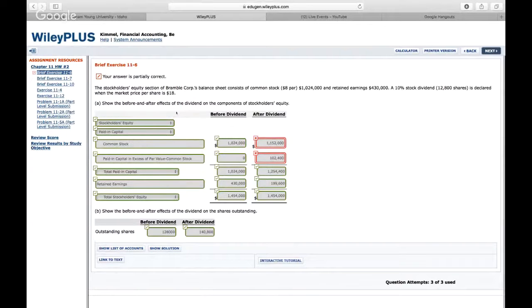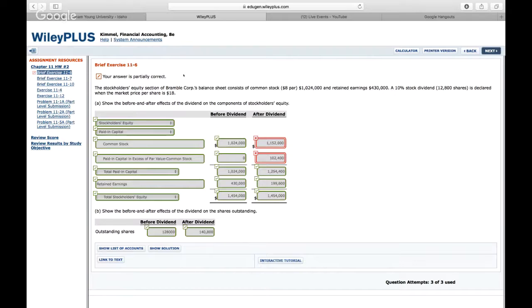To start off with, the problem says the stockholders' equity section of Bramble Corp's balance sheet consists of common stock, $8 par, 1,024,000, and retained earnings of 430,000. A 10% stock dividend, which is 12,800 shares, is declared when the market price per share is $18. And we're just supposed to show the before and after effects of the dividend on the components of the stockholders' equity.